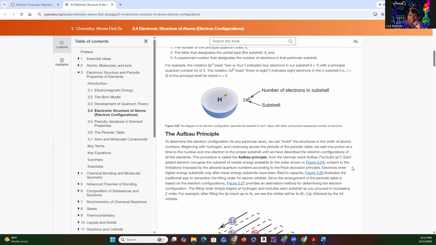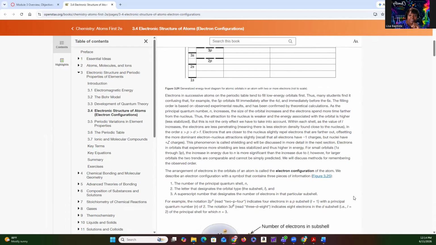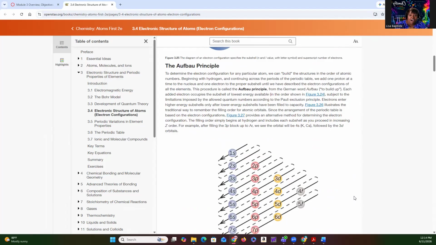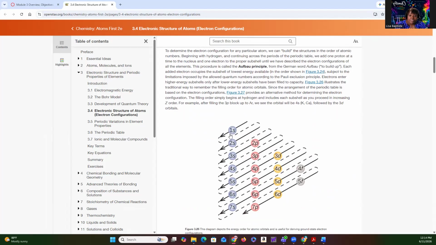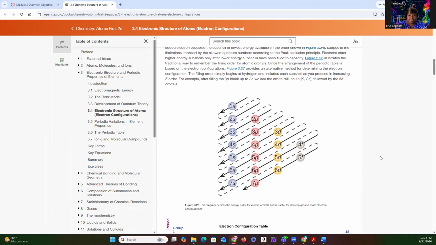So remember up here where I talked about we go from lowest energy to highest energy to fill the shell. This is known as the Aufbau principle. And so we start with 1s, then we go to 2s, then we go to 2p, 3s, and then we go to 3p, 4s, 3d, 4p, 5s, 4d, 5p, 6s, 4f, 5d, 6p, 7s, 5f, 6d, and 7p. So that's called the filling order or the Aufbau principle.